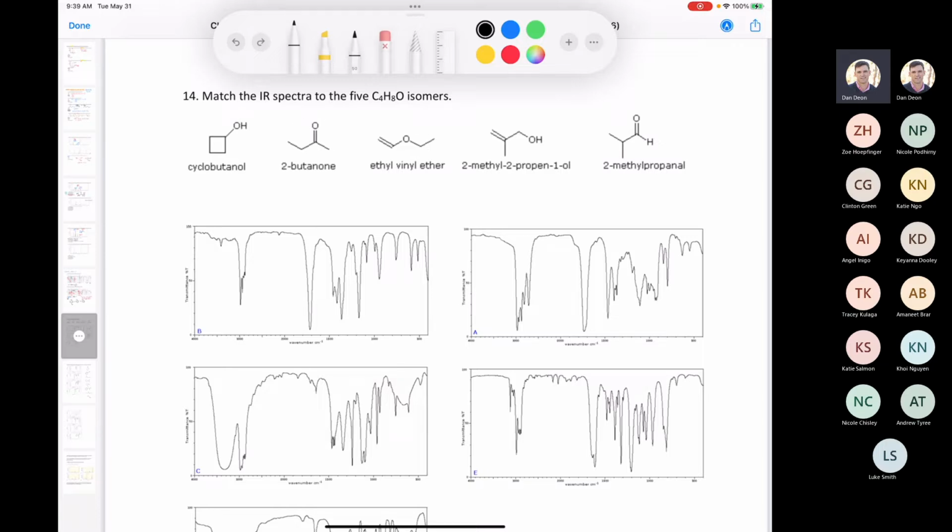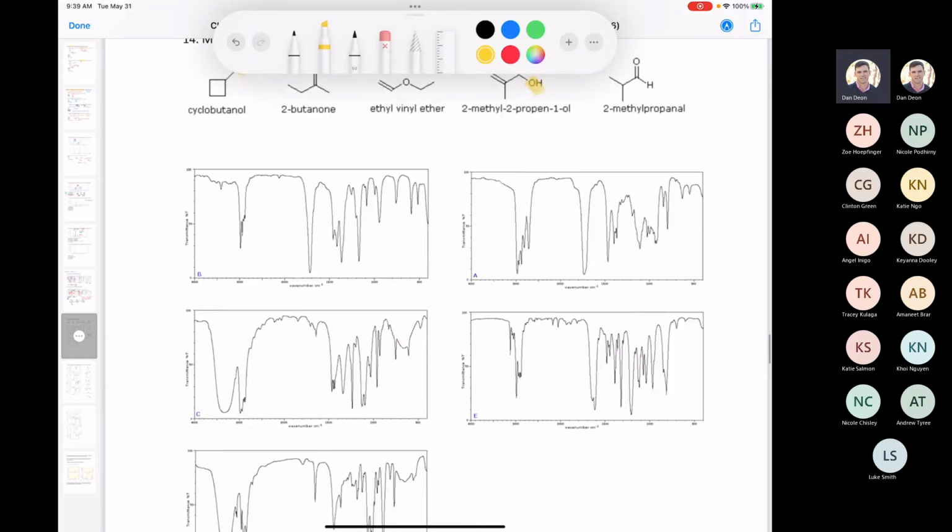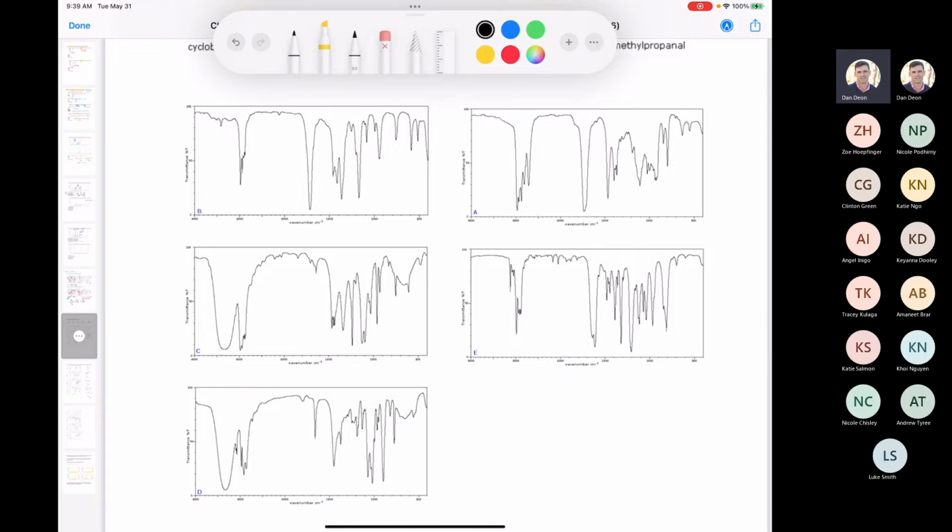Okay, I think the easiest thing to look for first would be the alcohol. So we have an alcohol here and an alcohol here. If you look at all 5 of these spectra, we see that 2 of them have OH stretches, this one and this one. So these are the 2 alcohols. Now, how are we going to differentiate between these 2?